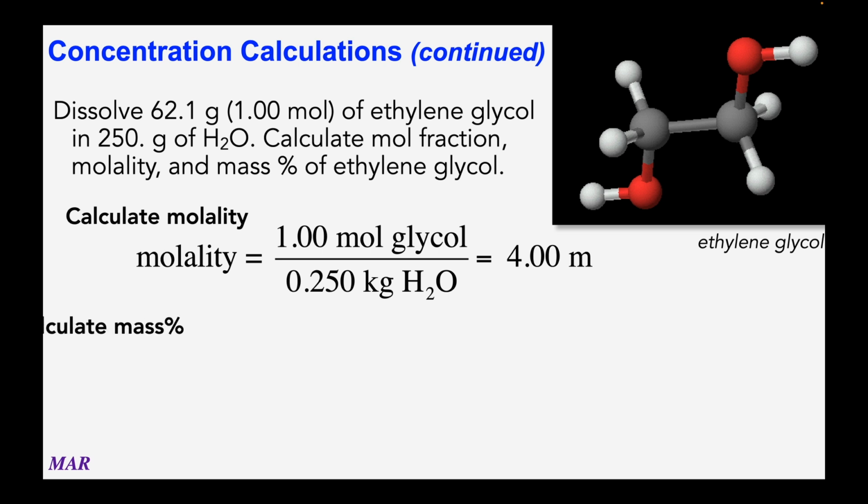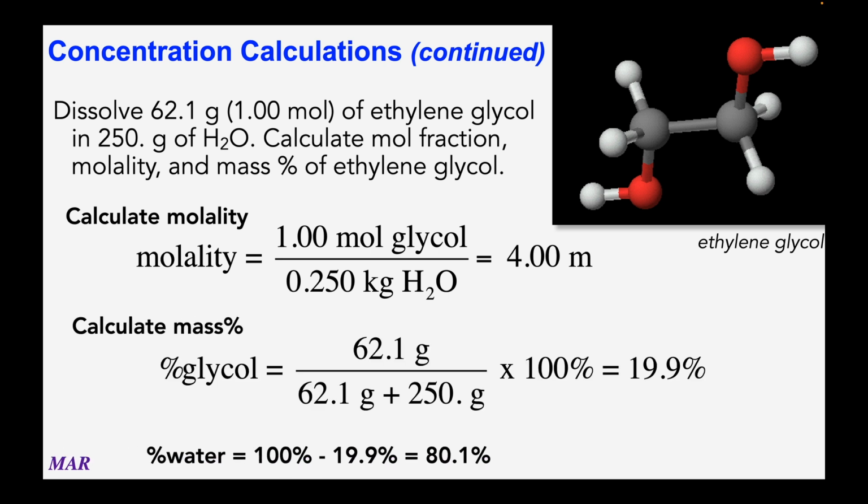And then finally, the mass percent, the ethylene glycol would be the grams of ethylene glycol divided by the total grams. So 62.1 grams divided by 62.1 plus 250. When you figure that out in your calculator and multiply by 100%, 19.9% ethylene glycol.